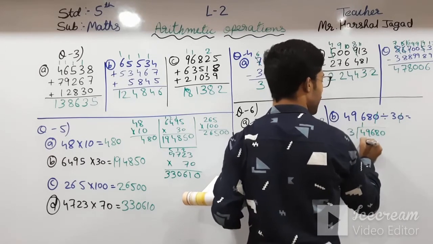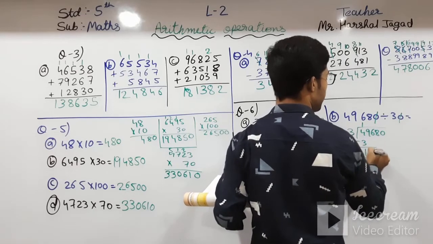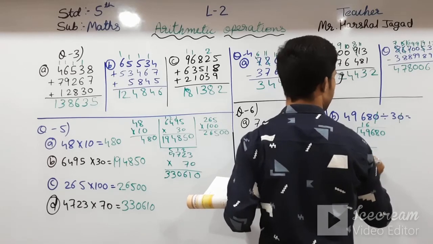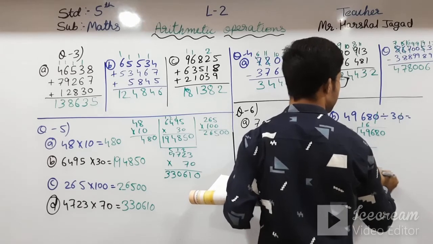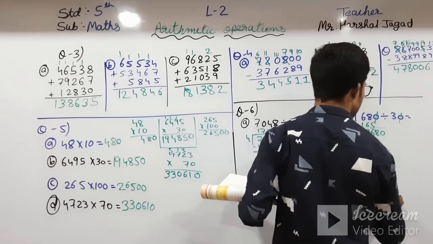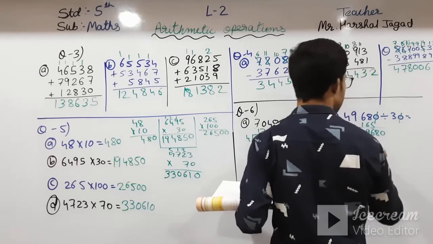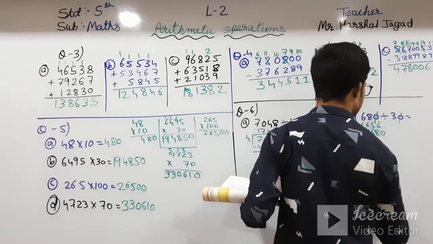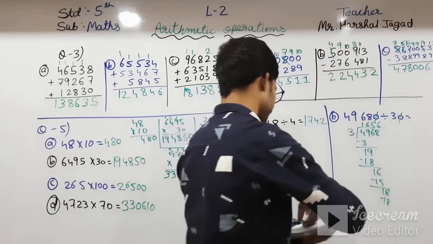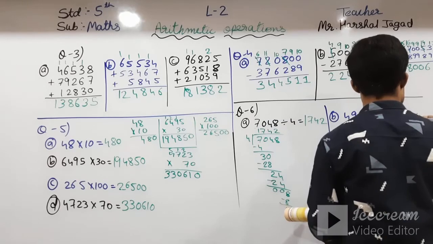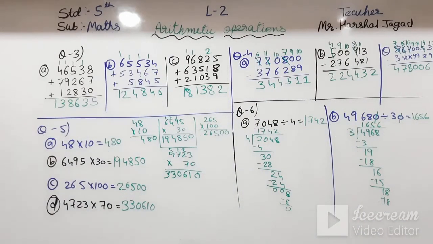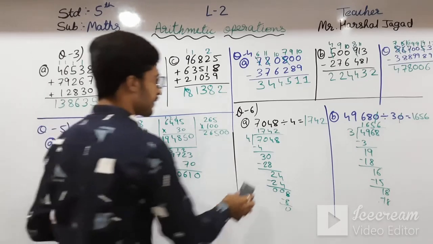80. 3 ones are 3. Here remains 1, 19. 3 6s are 18. Remains 1. Here 16. 3 5s are 15. Remains 1. Here 8. 3 6s are 18. Okay, students. So this is our answer, that is 1656. Okay, students. 1656.